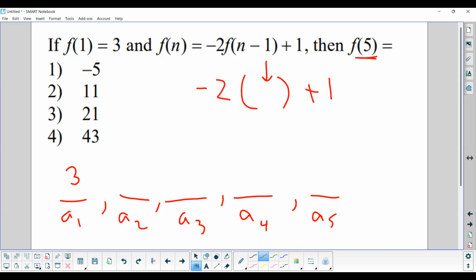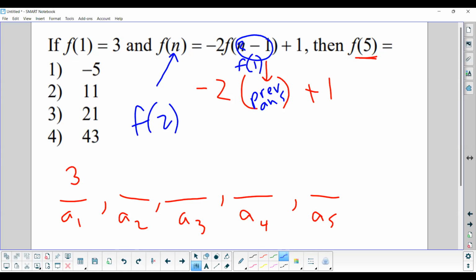I'm going to multiply -2 times the previous answer. That's what this means. So if n is the second answer, to find the second answer, you need to do 2 minus 1, which is the first answer. You see that? So if you're trying to find the number in the second position, then this function rule is 2 minus 1 or 1. So you do know the answer in the first position.